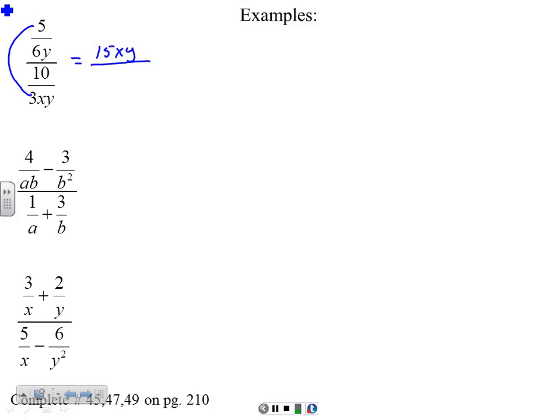And of course, to know how to do this, you have to know how to multiply, and we covered that in 4.2. Actually, we covered it in chapter 3. And then 6y times 10 is going to be 60y. From here, you'll need to reduce. So 15 will go into itself 1 time, 15 will go into 60 4 times, and the y's will cancel each other out. So on the top, I have an x, and on the bottom, I have a 4.